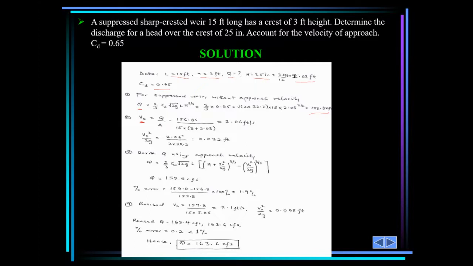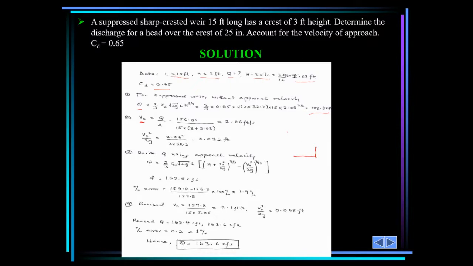The area here is simply what? Simply the length, because this is the length of the weir, and it is just upstream. So this is the length, which is the width, and it is suppressed, then times the height. The height is going to be the height of the weir plus the head over it, which is h, because it is going to be something like this.